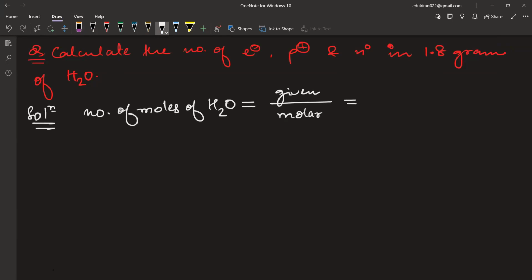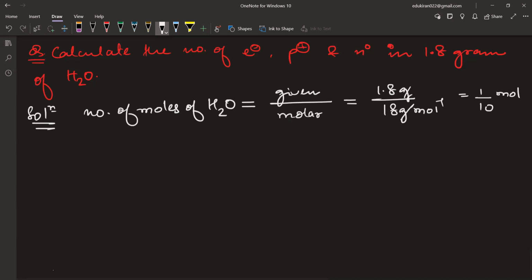So what is the given mass, Fatima? 1.8 grams. And what is the molar mass of water? 18 grams per mole, correct. So grams and grams will cancel each other and we get 1 upon 10 moles. Keep it like this only, 1 upon 10 moles.